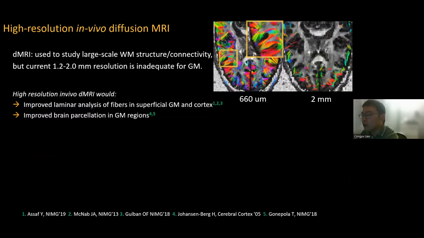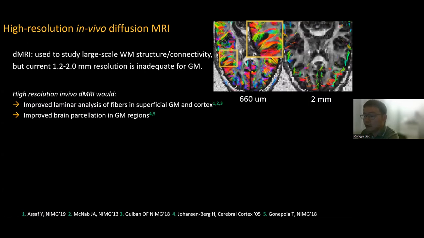In vivo diffusion MRI with single shot EPI is widely used to study white matter structures, but the current resolution of single shot EPI is inadequate for in vivo cortical diffusion imaging, since the thickness of the cortical gray matter varies from 1.2 to 2 millimeters. Here is an example of high resolution diffusion MRI. The 660 micron data could show the U fiber in the superficial gray matter areas, while the standard 2 millimeter isotropic resolution diffusion MRI cannot detect the U fiber in the same subjects.